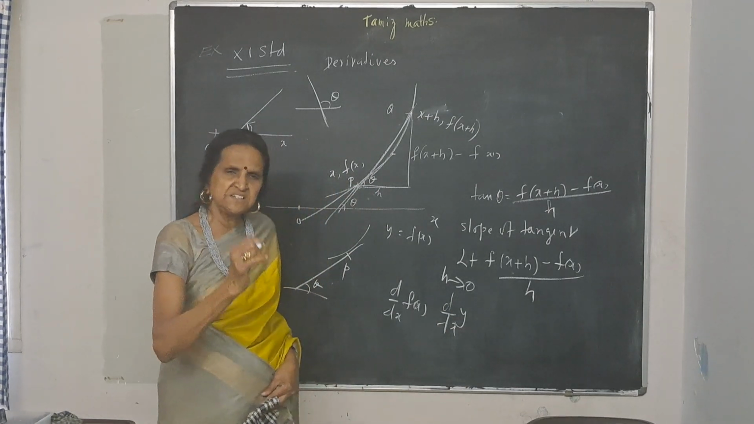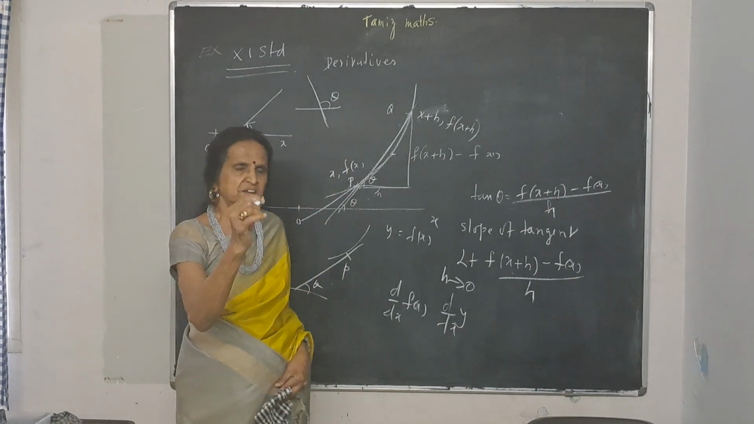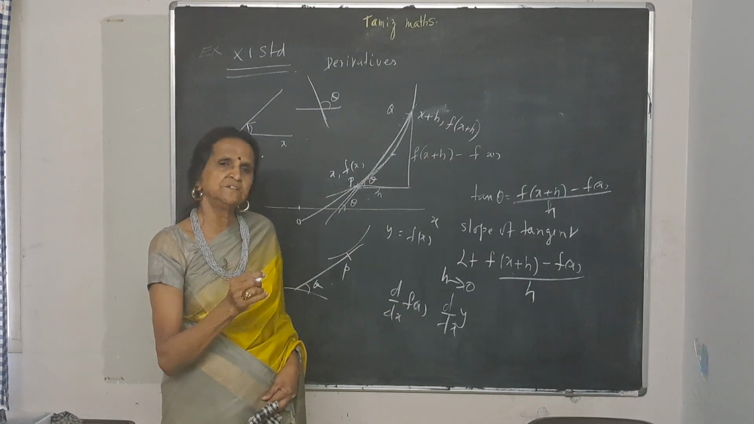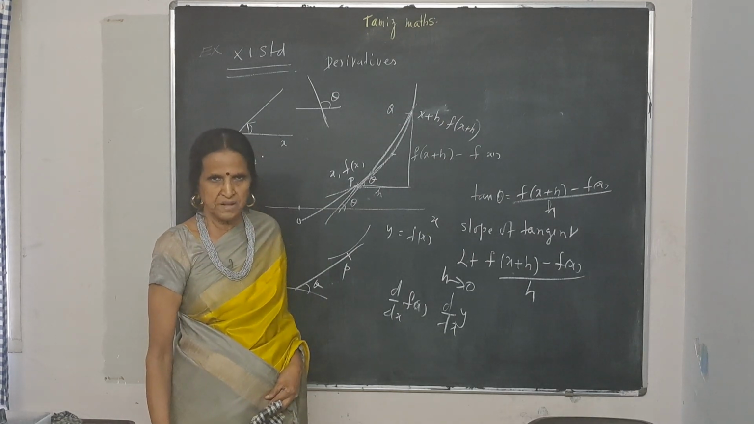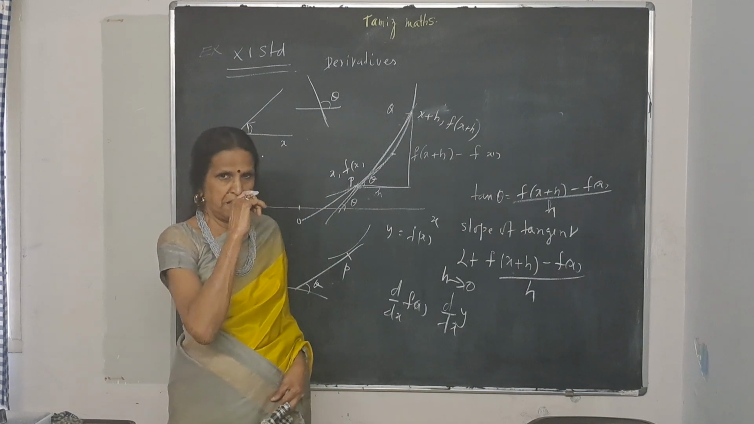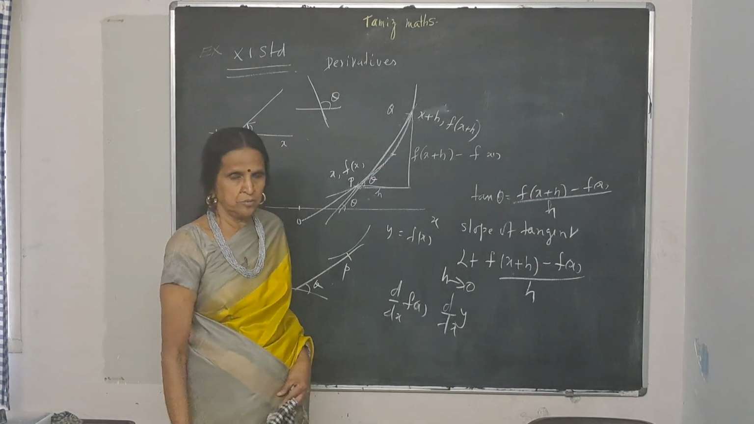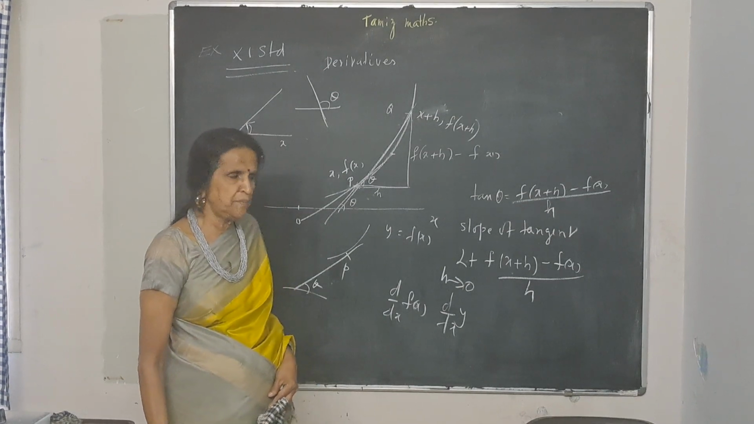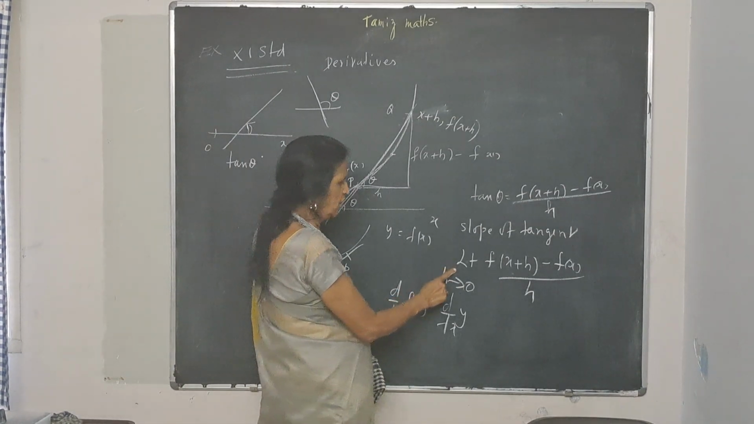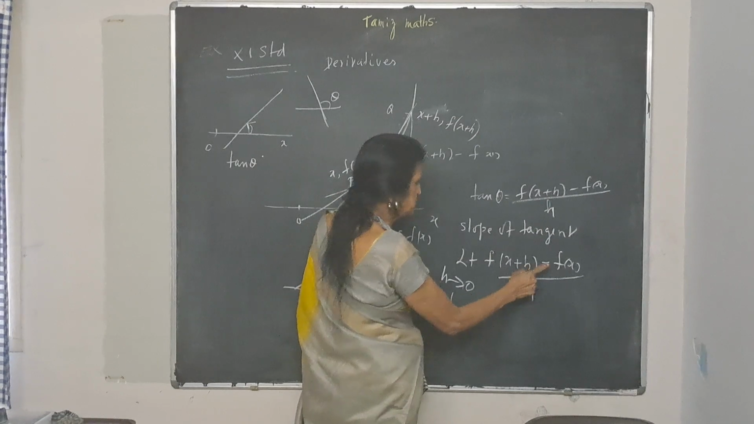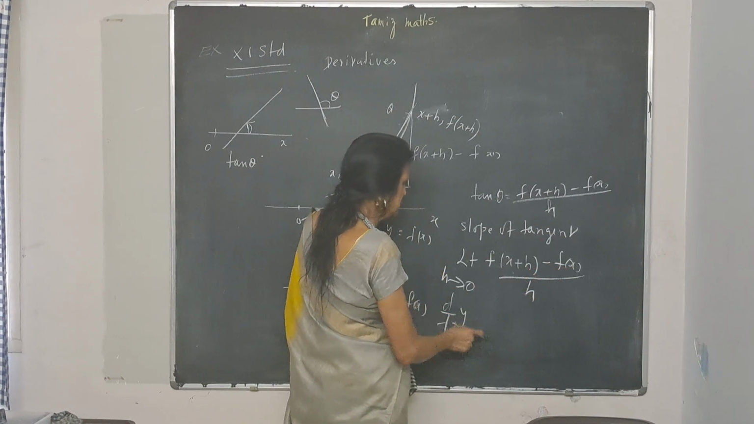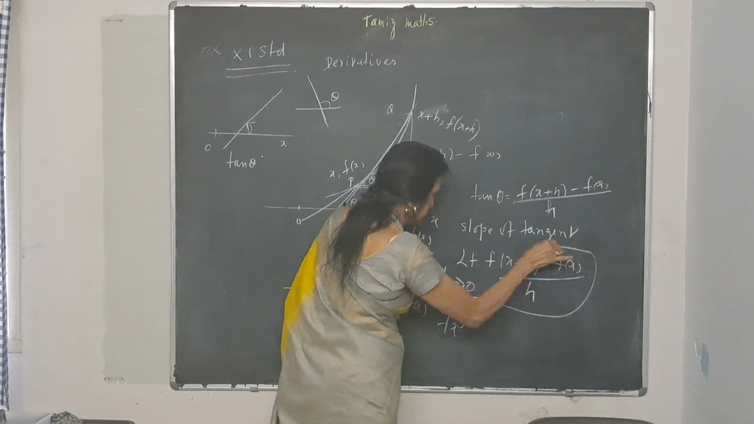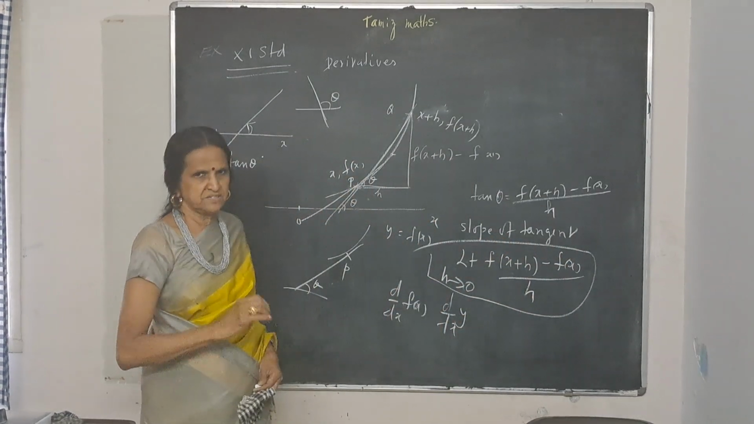So what is dy by dx? The geometrical meaning of dy by dx is the slope of the tangent at a particular point. Of course, we have a general way to talk about dy by dx also. How is dy by dx given? Limit of f of x plus h minus f of x by h, h tending to 0. This is dy by dx. And dy by dx is a slope.